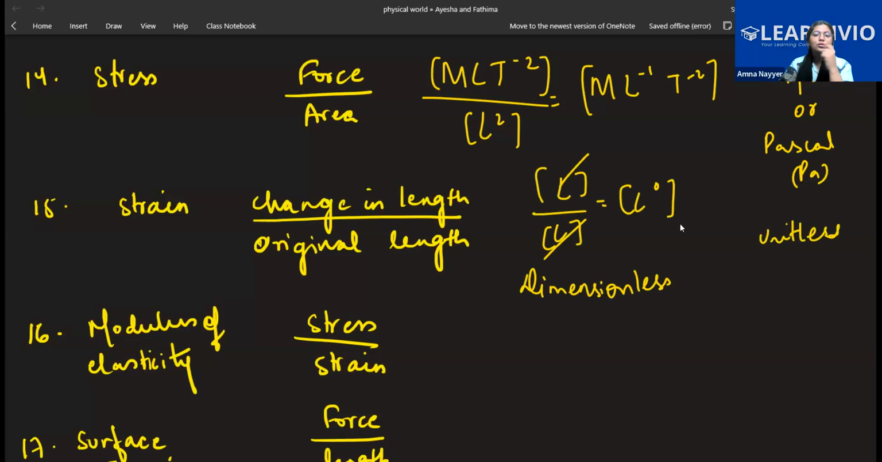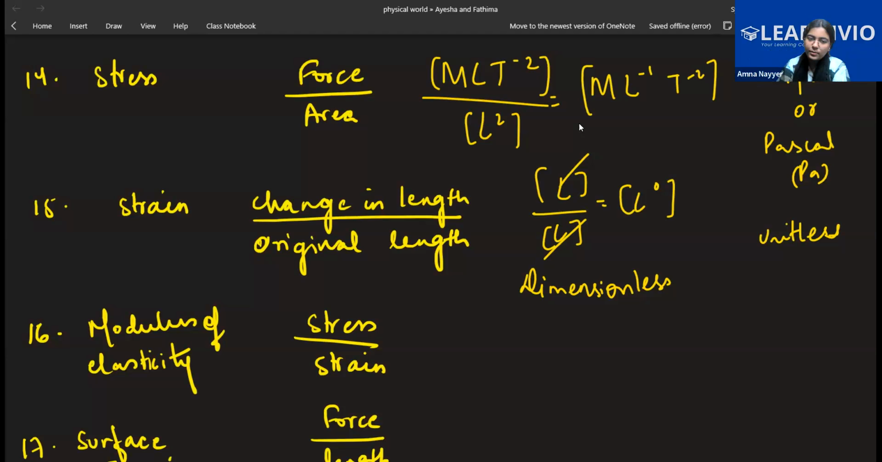So if you get a question, write down the quantity which has no dimensions but has a unit. So that will be angle. Mention the quantity that has no dimensions and has no units. Then you will use strain. These are two very good examples to write in the exams.